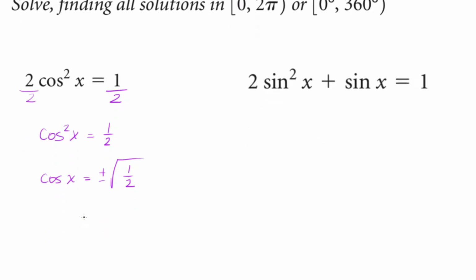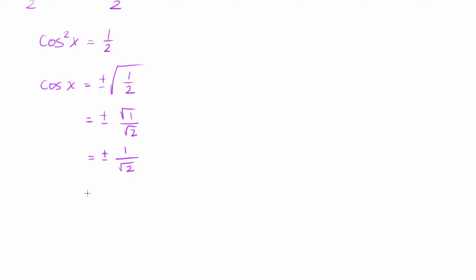Now it's not obvious what the value is, so we need to simplify. So plus or minus square root of 1 divided by square root of 2. Remember that the square root of a division is the division of the square roots. Now, what is the square root of 1? 1. Okay, now we rationalize. So we multiply by radical 2 over 2, top and bottom. So we got radical 2 over radical 4, which becomes plus or minus radical 2 over 2.